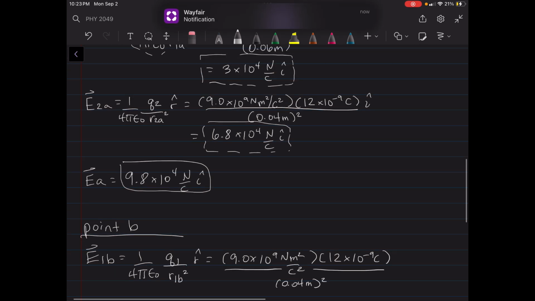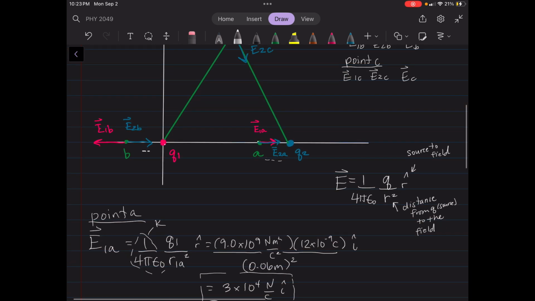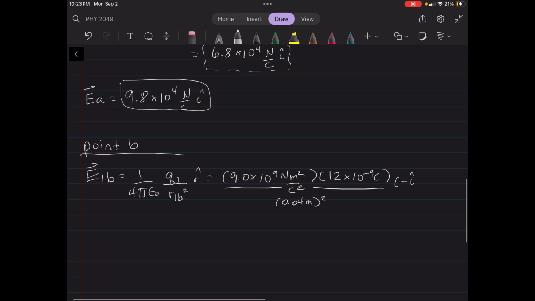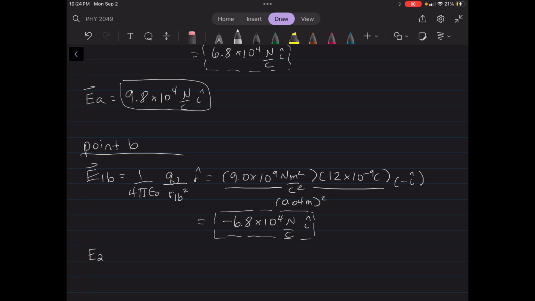Okay, what's the direction? The direction is, okay, 1B, right? It's to the left, away from Q1. So it's to the left, which is negative I hat. My numerical value is then going to be negative 6.8 times 10 to the 4 newton per coulomb I hat. Okay, right? I brought the negative sign in the front, because you could do that. It's pointing in the negative I hat direction. E to B.